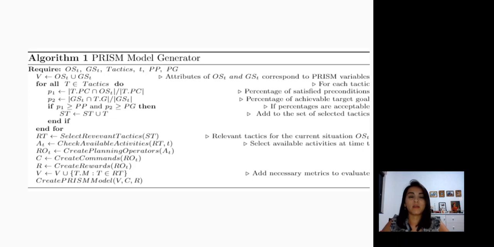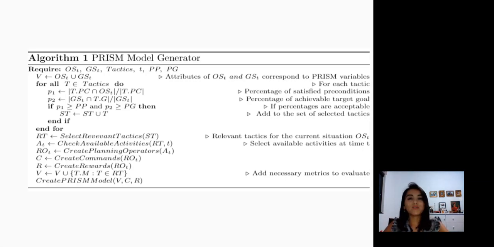This is the algorithm to automatically generate the MDP PRISM model. So basically, we need an input, the observable situation, the goal state, the set of tactics from the knowledge base, and we also add a percentage that will allow us to select relevant tactics. The percentage of satisfied preconditions, which is basically to evaluate if the current state of the case instance works as a precondition to apply the tactic.